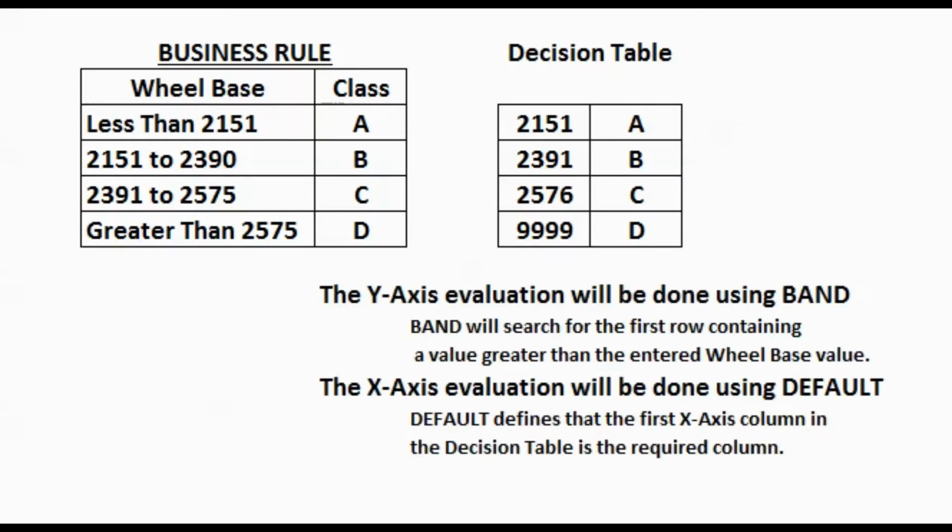The y-axis value will be evaluated using the band method. So, the vehicle wheelbase entered into the application will locate a row. The y-axis values are entered when the decision table is maintained in the application. The x-axis will be located using the default method. So, whatever value is in the first x-axis column of the identified row, will be moved into dataname 3.